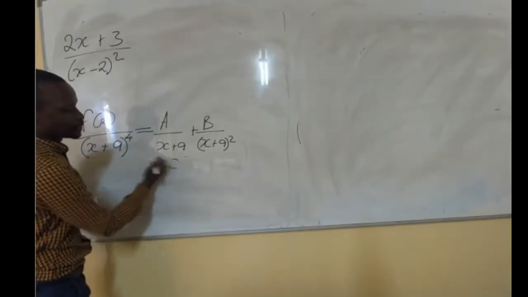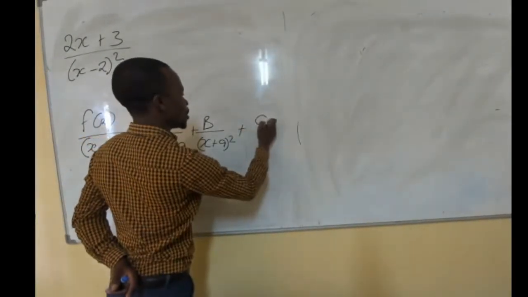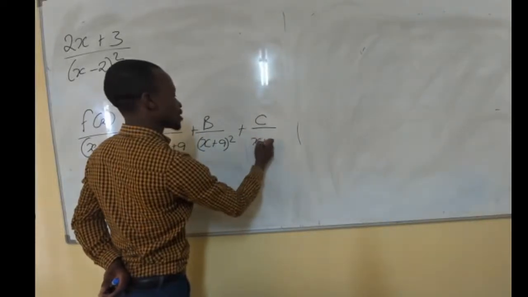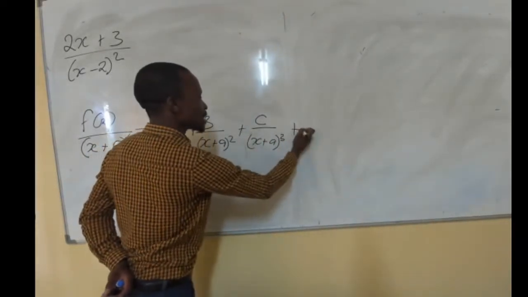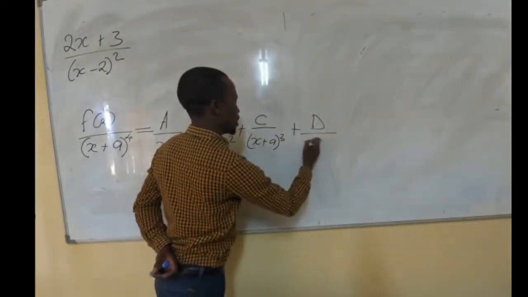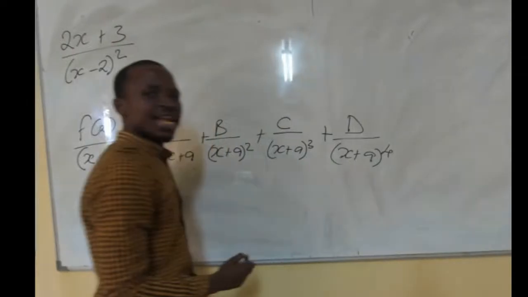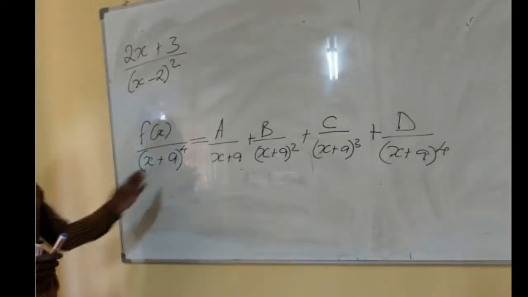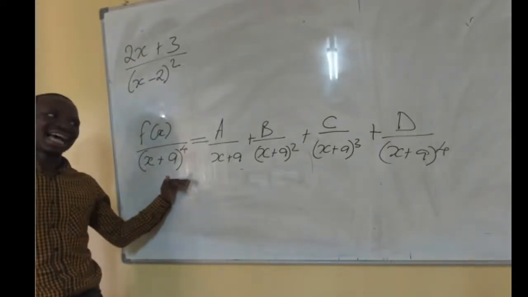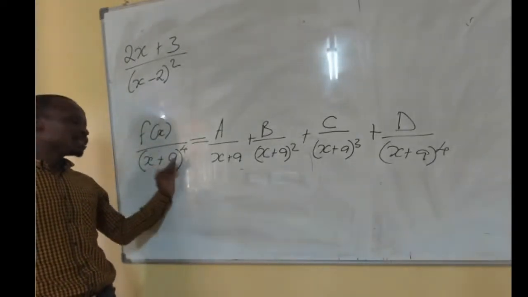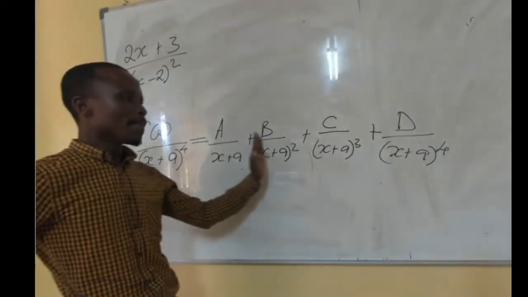then plus c divided by x plus a cubed, plus d divided by x plus a to the power 4. So if the power of the repeated denominator is 4, then this partial fraction can be expressed as a sum of 4.